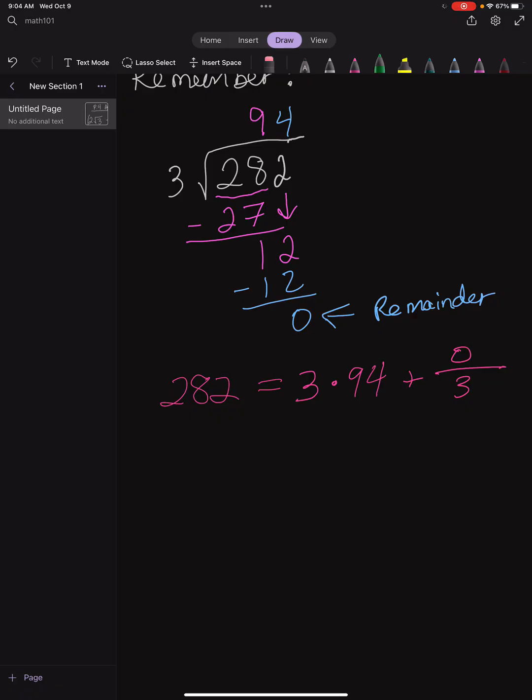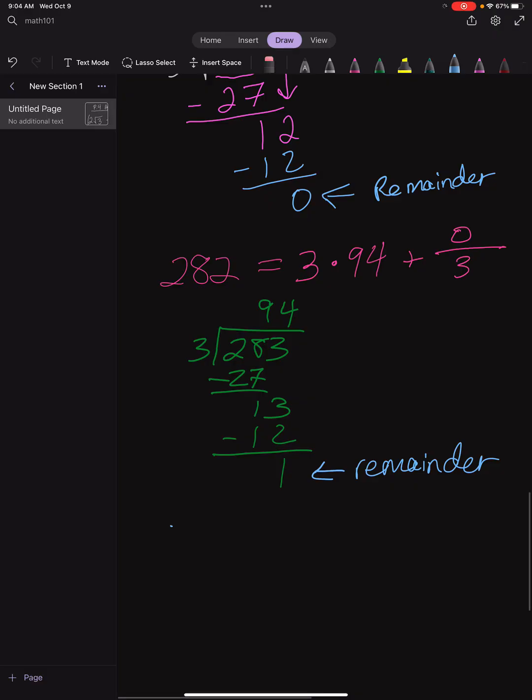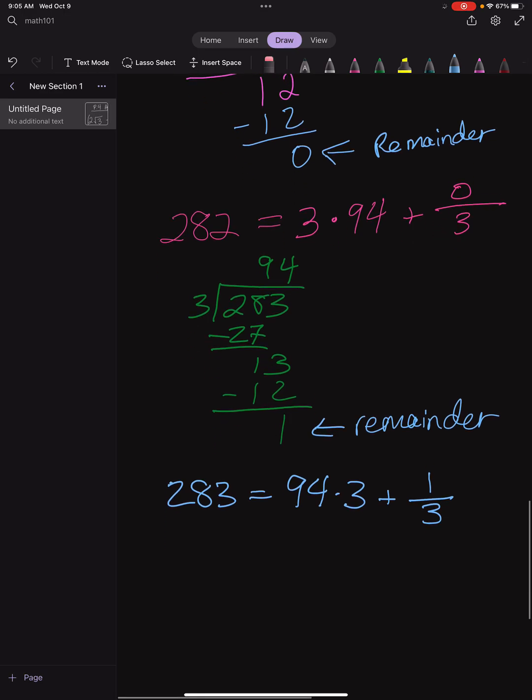So just to illustrate what I'm trying to say, let's do 283 divided by 3. It's going to be the same process. We're going to get 27, minus, 1, we get 13. 3 goes in 13 4 times, we get 12, and we get 1 left over. So I could write this: 283 is equal to 94 times 3 plus a remainder of 1 out of 3. I'm just putting the remainder over the thing I was dividing by.